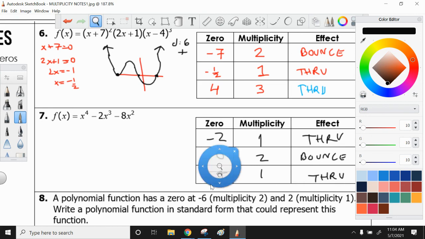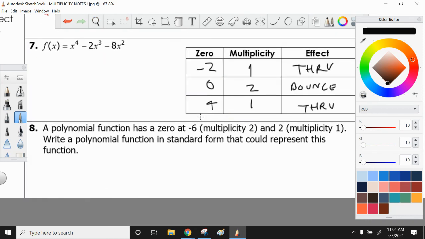Feeling pretty easy. Lastly, we have a 0 at -6, multiplicity 2, and a 0 at 2, multiplicity 1. Write a polynomial function in standard form. Maybe instead of doing that, I'm not really interested in that. Let's just look at the graph. So I've got a 0 at -6. I've got a 0 at 2. This one means that we've got 1, 2, 3 total roots, which means an odd function.